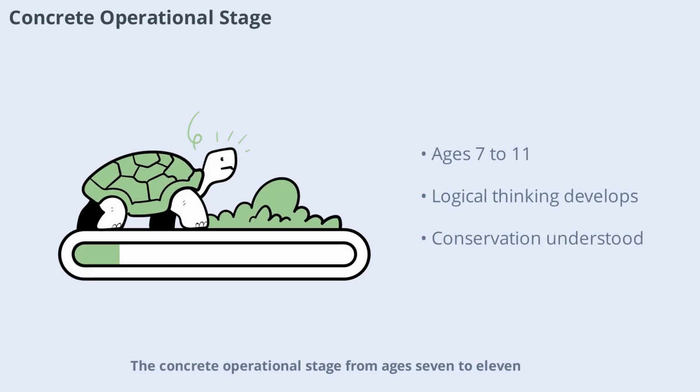The concrete operational stage, from ages 7 to 11, is when children begin to think logically about concrete events. They can perform mental operations such as organizing objects or understanding conservation, the idea that quantity remains the same despite changes in shape. Their thinking becomes less egocentric, and they start to consider other viewpoints. This stage is crucial for developing problem-solving and reasoning skills.